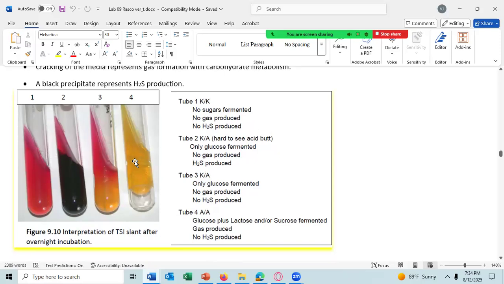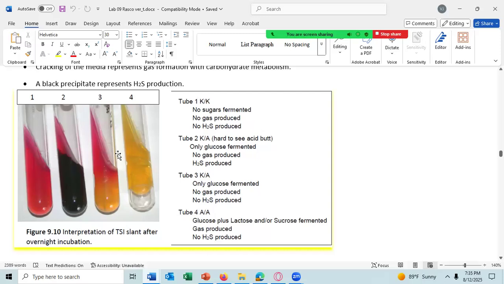Let me talk about which sugar is being fermented. We know that lactose or sucrose is being fermented here because the slant is the same color as the butt. And in this test, the glucose is at 1/10 the concentration of the lactose or sucrose, meaning I think 1 gram is added of the lactose or sucrose, and 1/10 of a gram of glucose is added. I think that's correct.